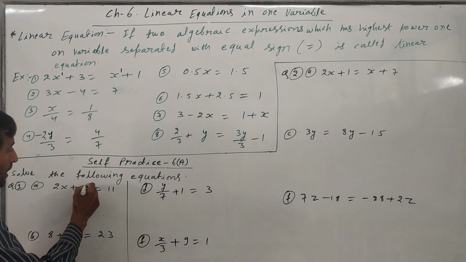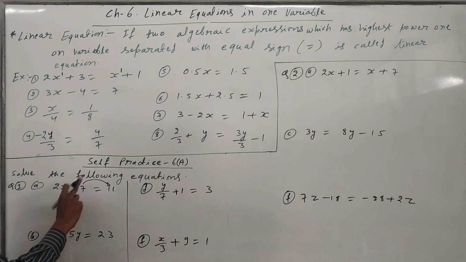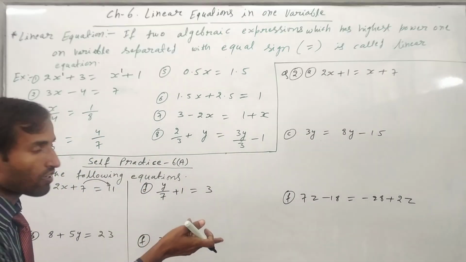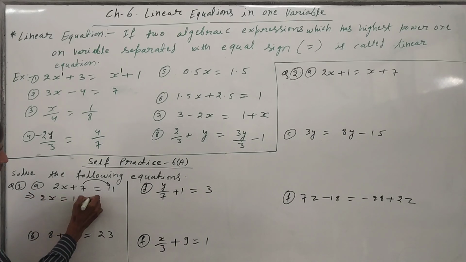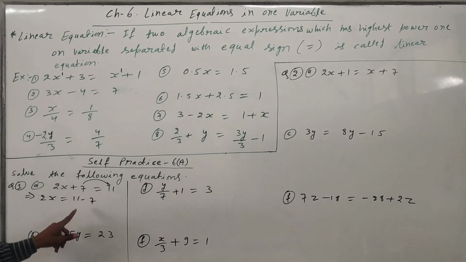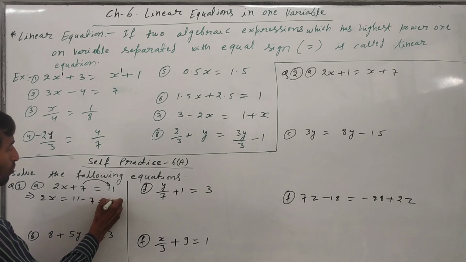Okay, so the 7 is this one, so just transpose it to this side. It will come here with a plus sign, then it goes to that side, and it will become minus. So 2x = 11 - 7. Okay, so now we will subtract here. 11 minus 7, how much will come? It will come 4.